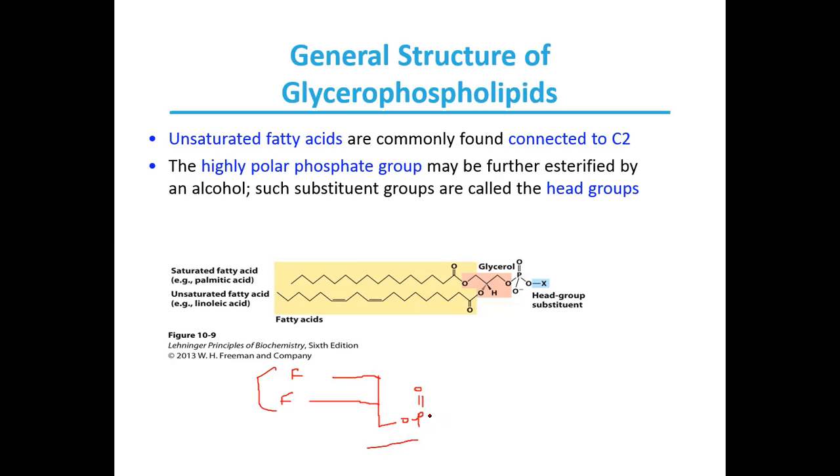Okay. This phosphate group can further be esterified with another alcoholic group, for example, with the X. This is further esterified with some other alcoholic group. So this complete molecule will make the head.